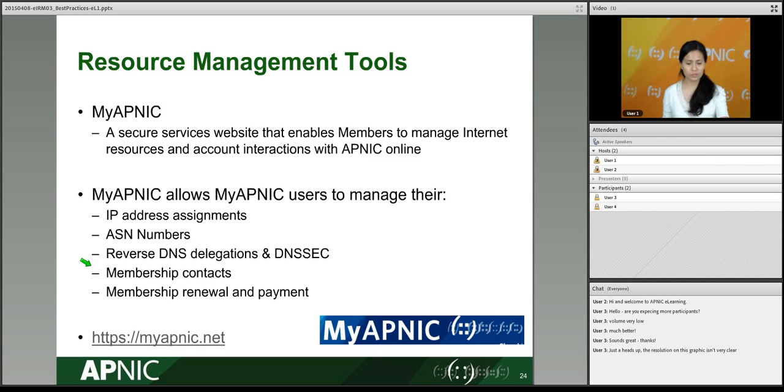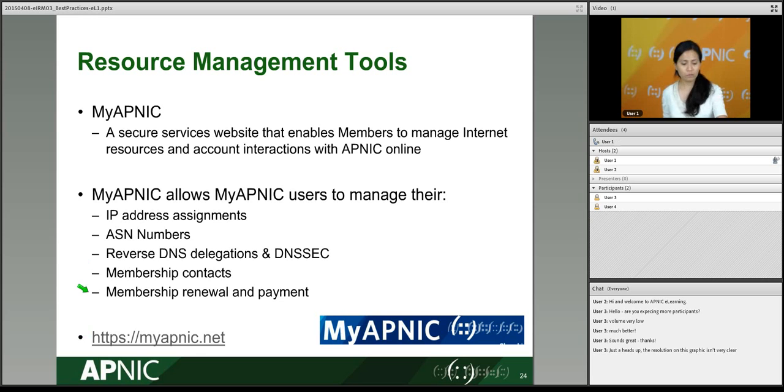Particularly for this session, we want to be able to manage our resources, and you do that through the resources tab in MyAPNIC, right? You can manage your IP addresses, your AS numbers, your reverse delegation. If you are implementing DNSSEC, you can also update your domain object so that you can upload the DS record, so you have that full delegation for you. You can also update other things such as your membership, your contacts, payments, etc.